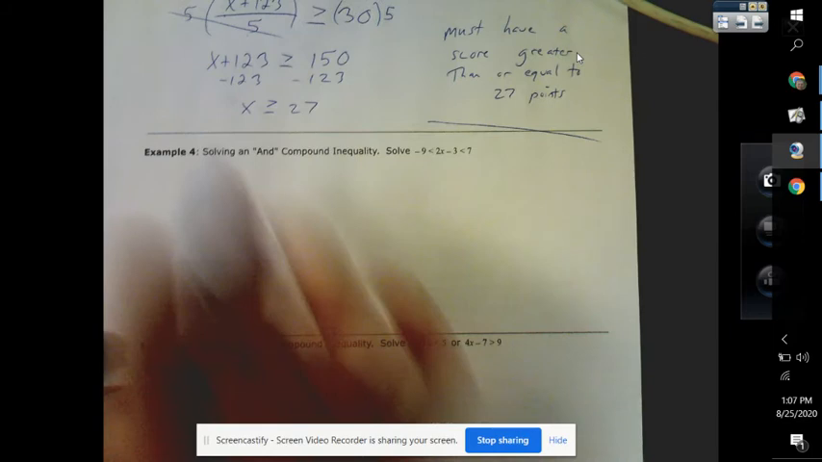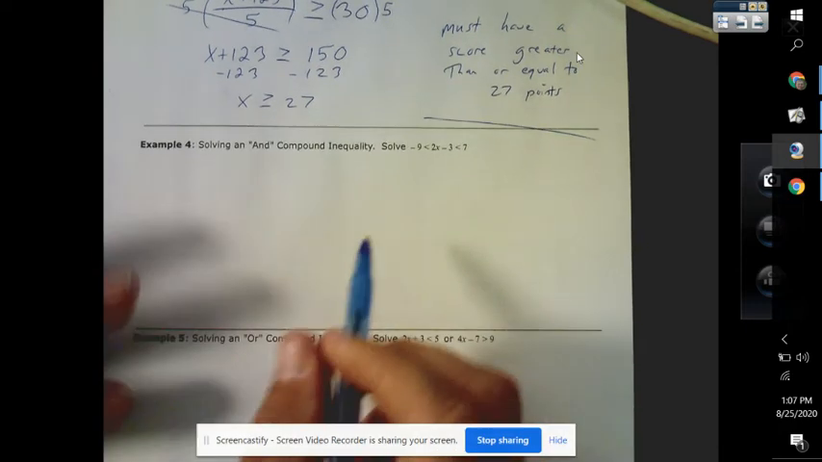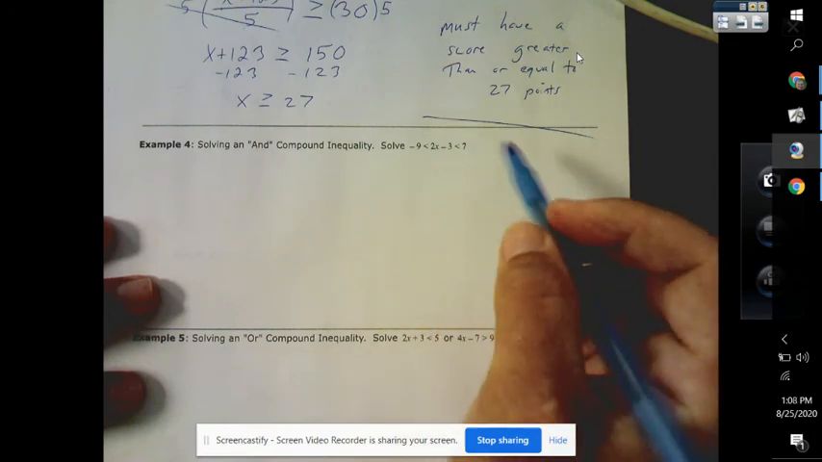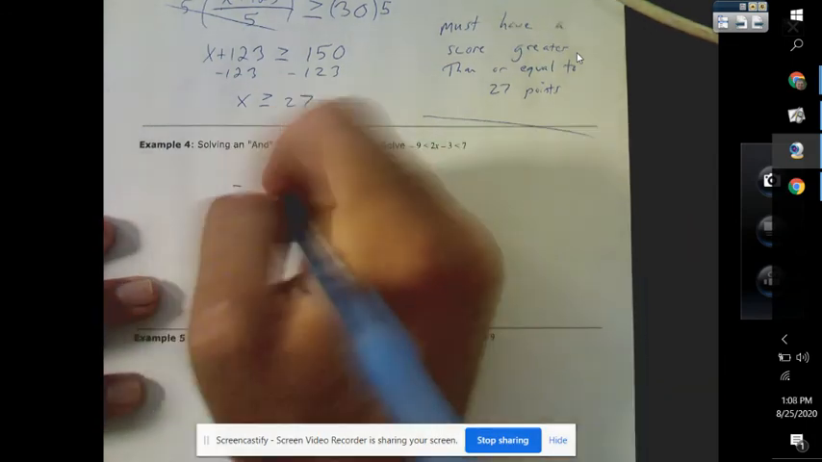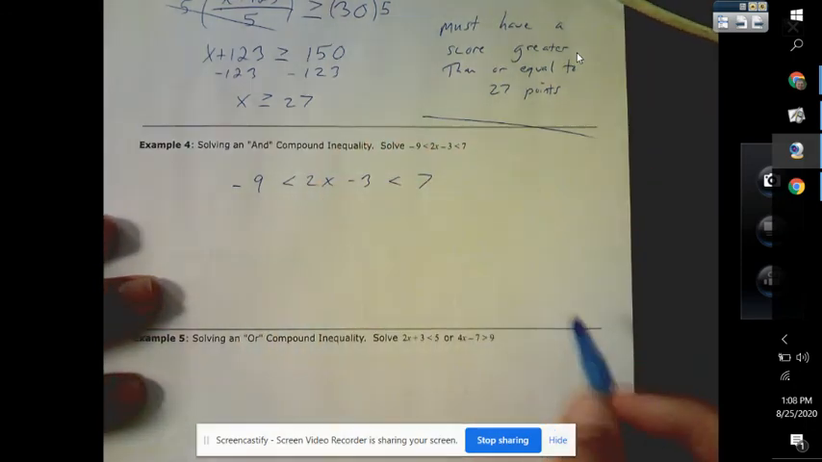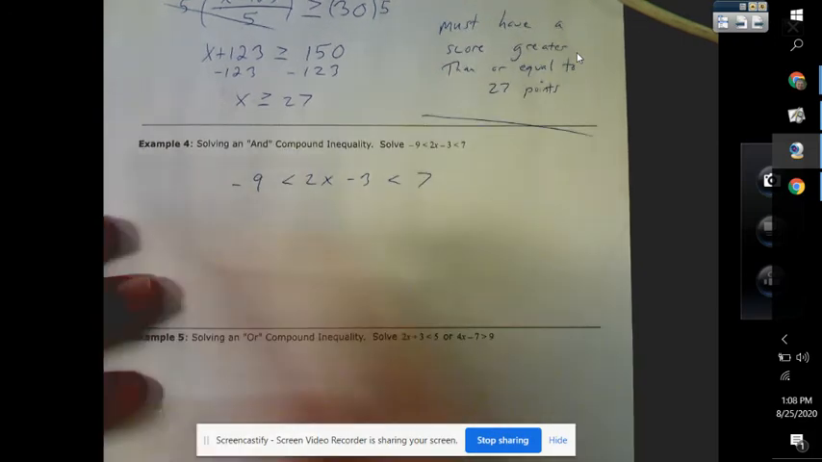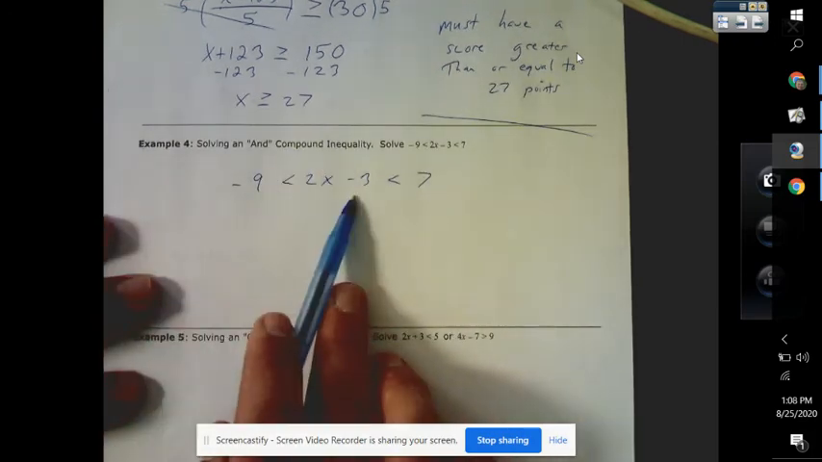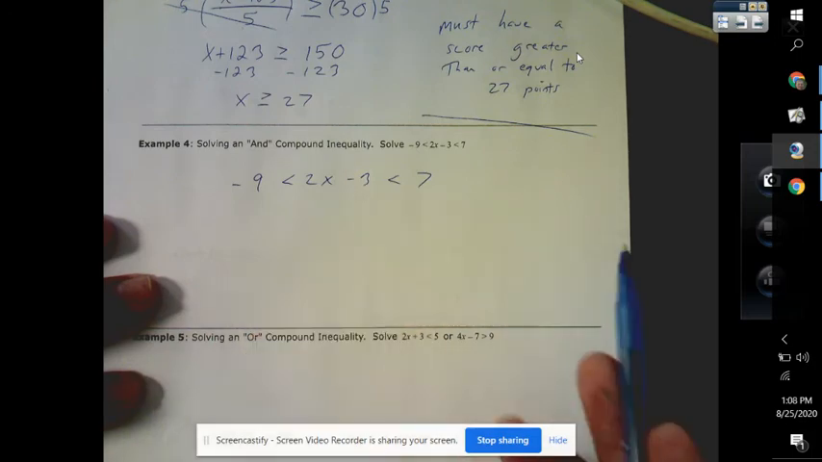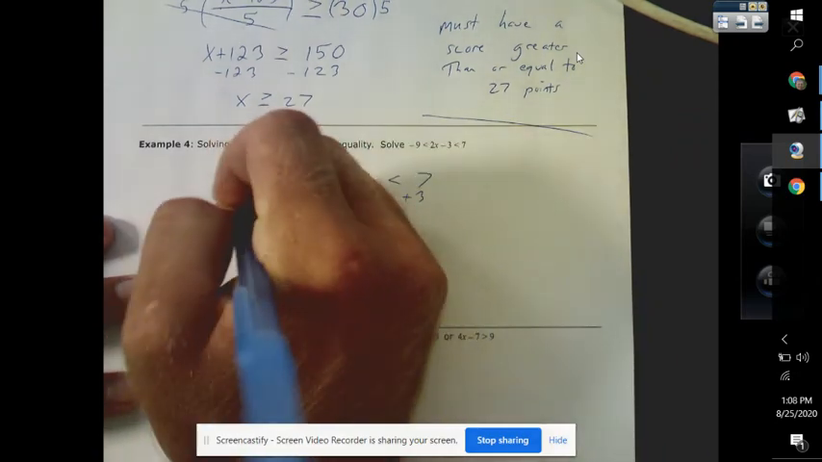Okay, so now we're getting into kind of newerish ones, I guess, depending on where you're coming from. Solving an and compound or an or compound, okay? So an and compound can be written a few different ways. You can see it written with the word and, but a lot of times you'll see it like so. So you've got -9 is less than 2x minus 3 is less than 7. What you do to one side, you do to all three sides, okay? So I'm trying to isolate the x in the middle. We have to get rid of this -3 just like we would any other inequality. I add 3 here, I add 3 there, I add 3 over here, okay?